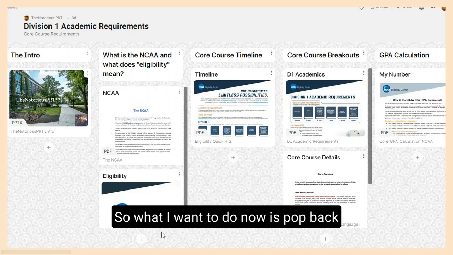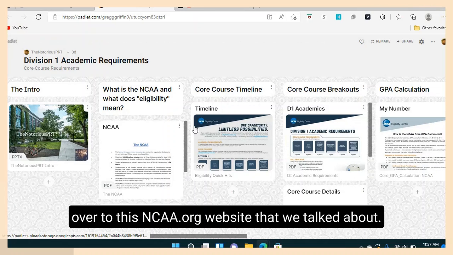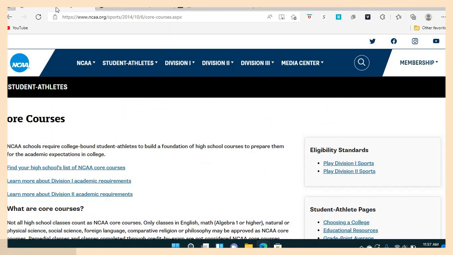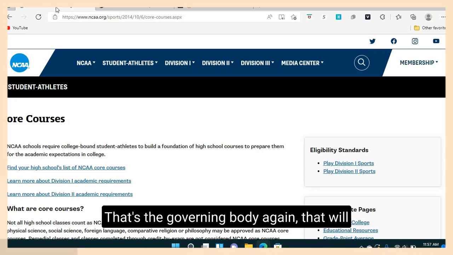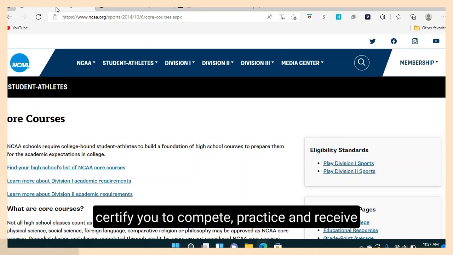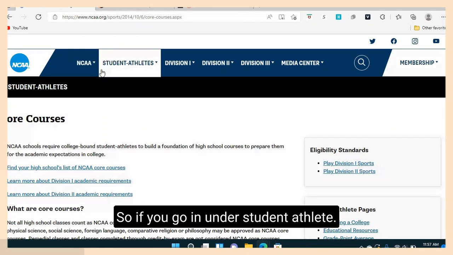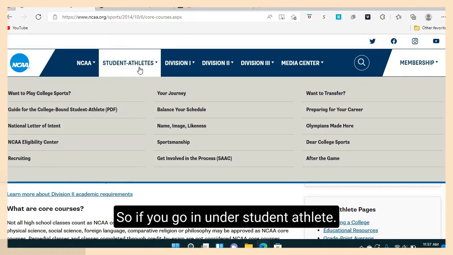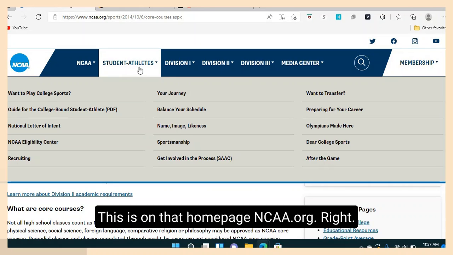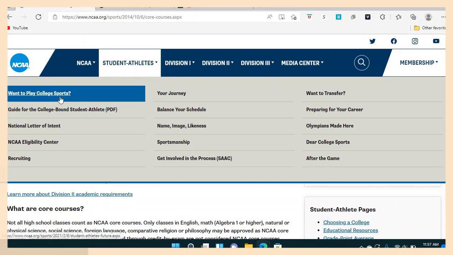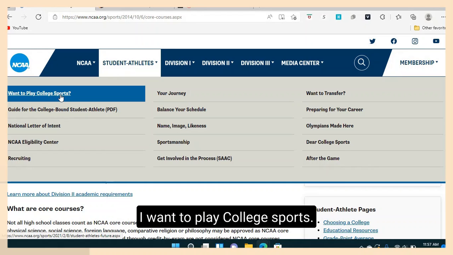So what I want to do now is pop back over to this NCAA.org website that we talked about, right? That's the governing body, again, that will certify you to compete, practice, and receive aid at the collegiate level, right? So if you go in under student athlete, this is on that homepage, ncaa.org, right? I want to back up a little bit. You click, I want to play college sports.